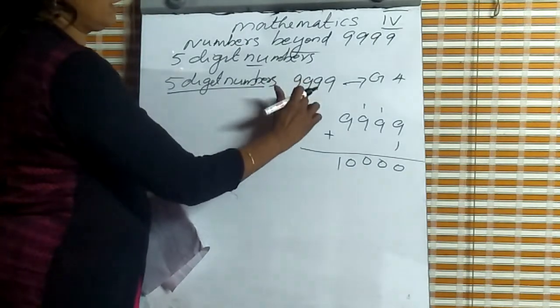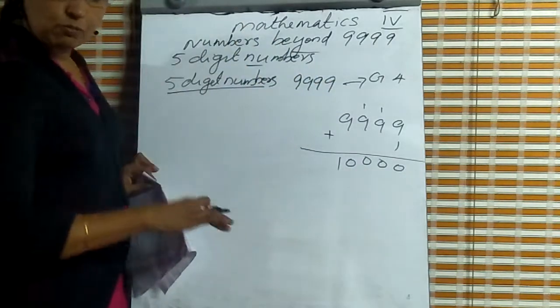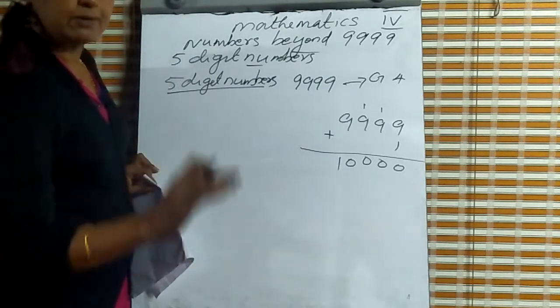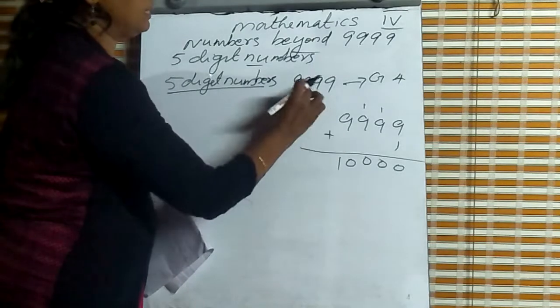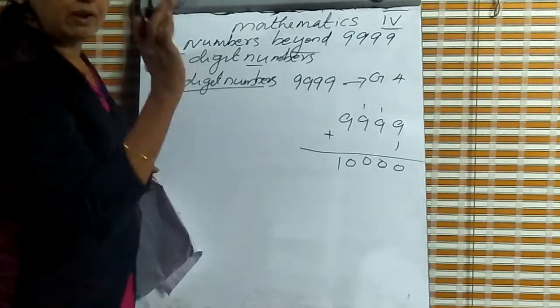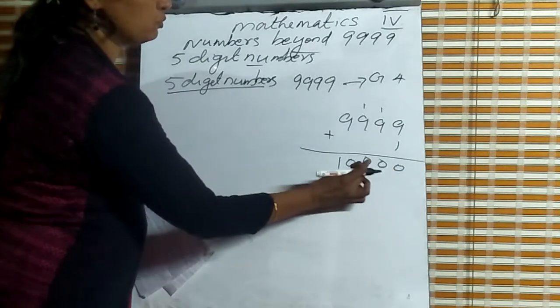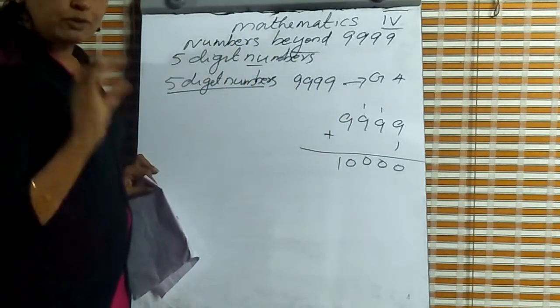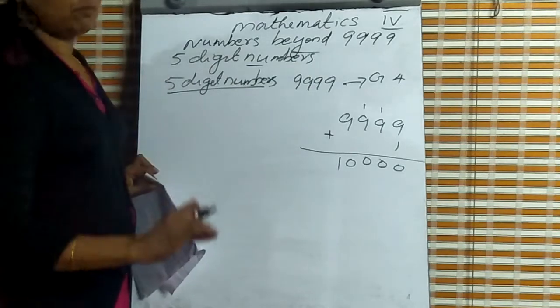Here 9999 is the greatest 4-digit number. We have to find the next 5-digit number. Add 1 to 9999. If we add 1, we get 1, 2, 3, 4, 5 digits, a 5-digit number. Now we are going to find the number name of that number.